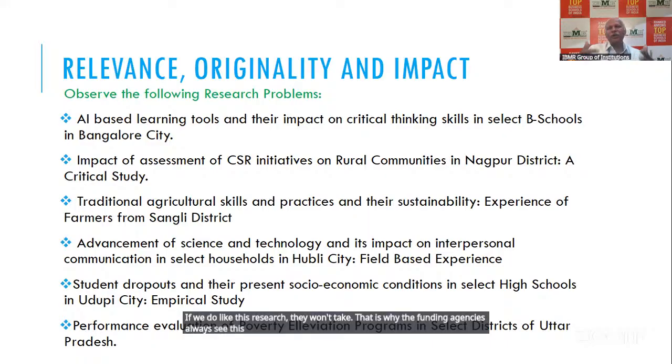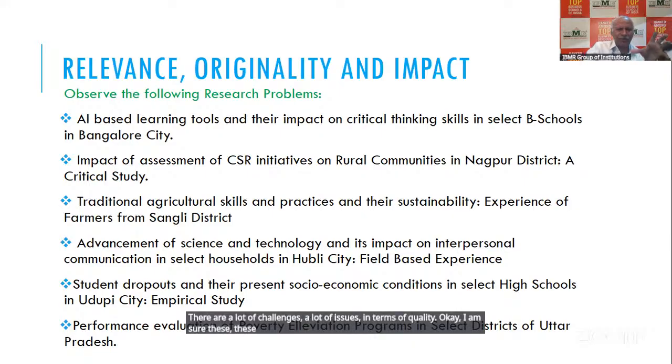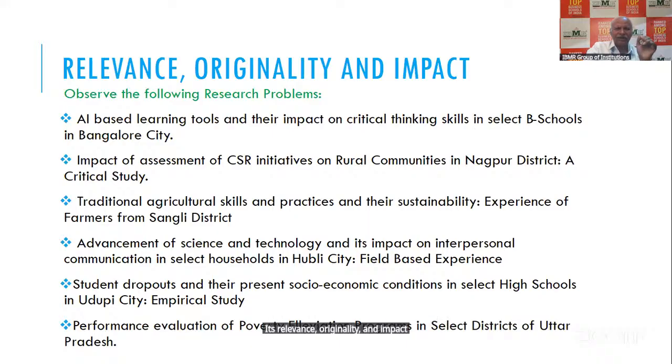I'm not saying that by doing this topic some miracle will happen, but it is a step towards improving research in social sciences, particularly social science research. There are a lot of challenges, a lot of issues in terms of quality. I am sure these examples have helped you understand how to choose a topic fulfilling three components: relevance, originality, and impact. Okay, I can go to the next.